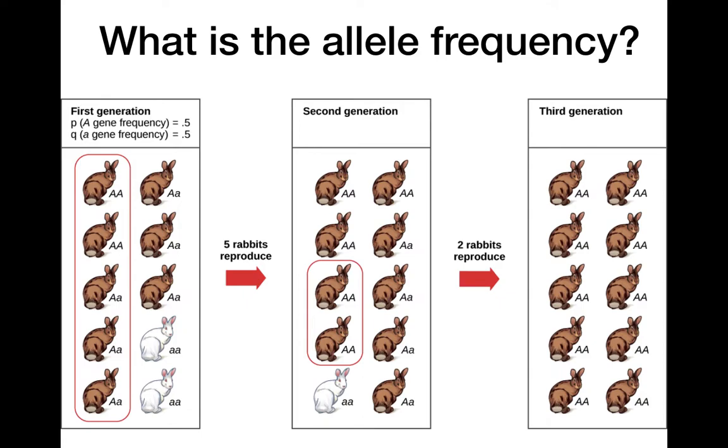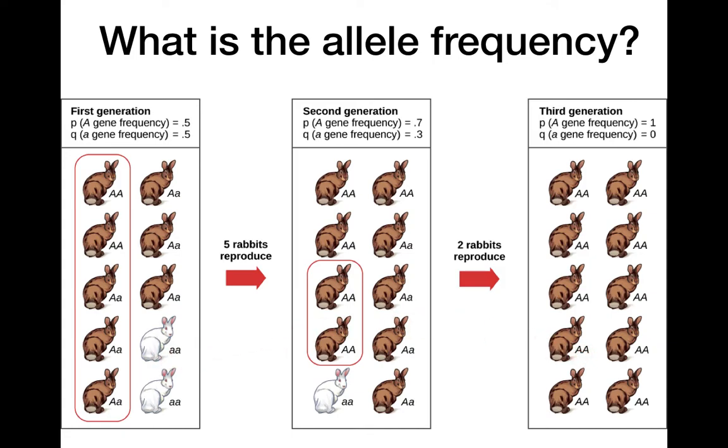The next generation is going to change though. Now I have 0.7 big A and 0.3 little a's. And the next generation I have 1 big A and 0 little a. So I have 100% big A. Everybody here has the same allele. My variation has decreased dramatically over the population.